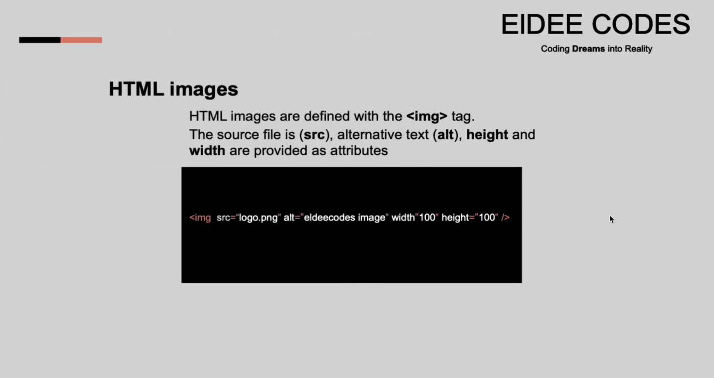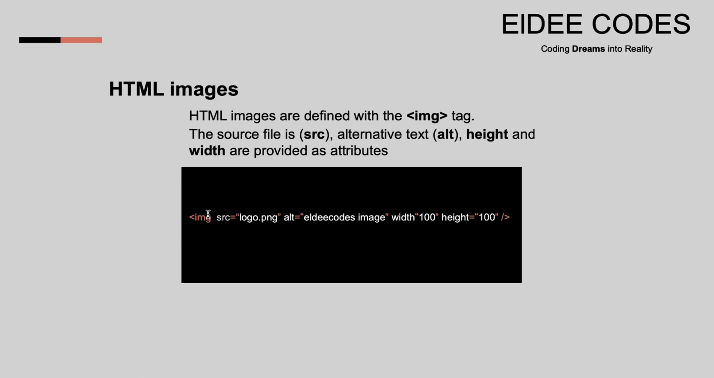Okay, here we have HTML image. HTML images are defined with the img tag. The source file is src, the alternative text is alt, and height and width are provided as attributes. So here I will use this to explain the attribute I mentioned earlier. You can see here we have an image tag.